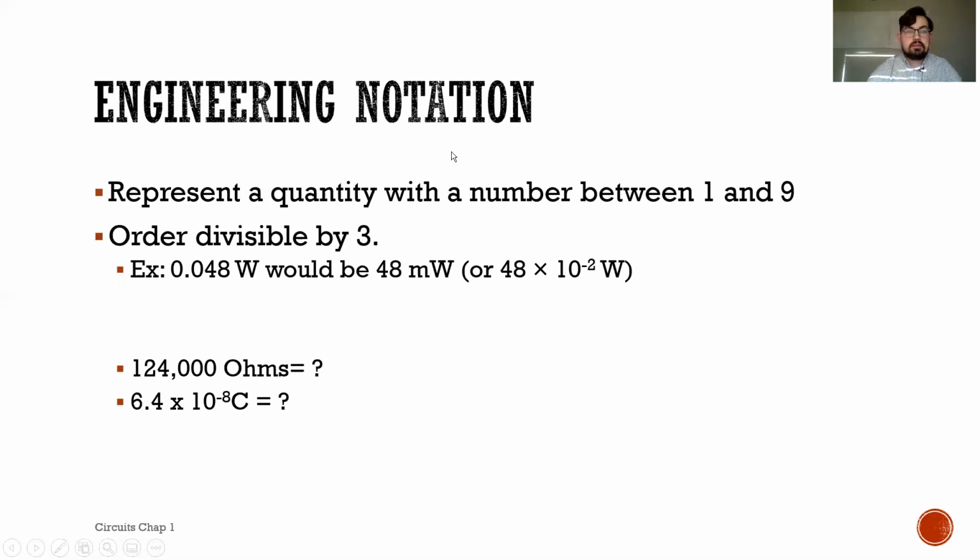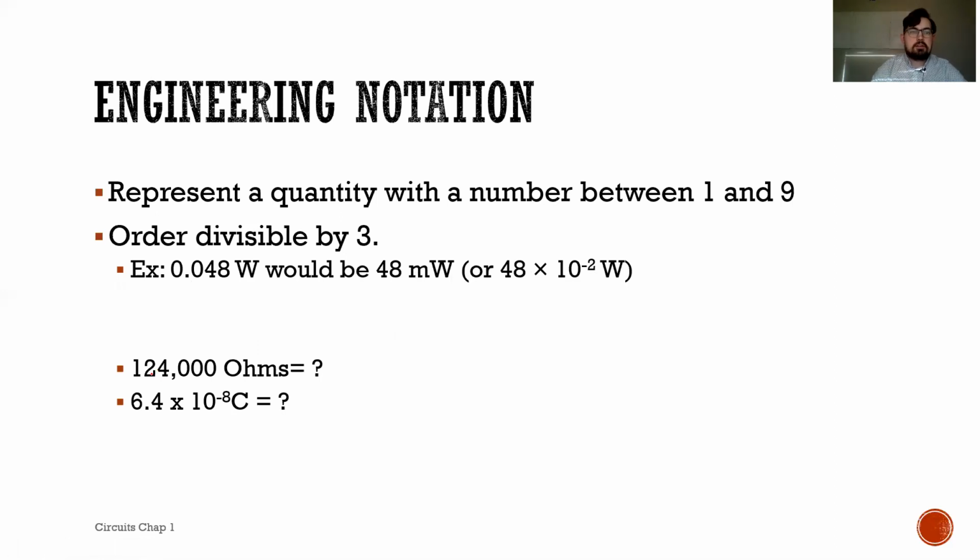So, for example, if we calculated something and we found that it was 0.048 watts, what we're going to do is step it down a little bit. We're going to use milliwatts here to represent that. Or we could use 48 times 10 to the negative 2 watts. Now that is scientific notation. We are going to always use this here. We want this to be 48 milliwatts.